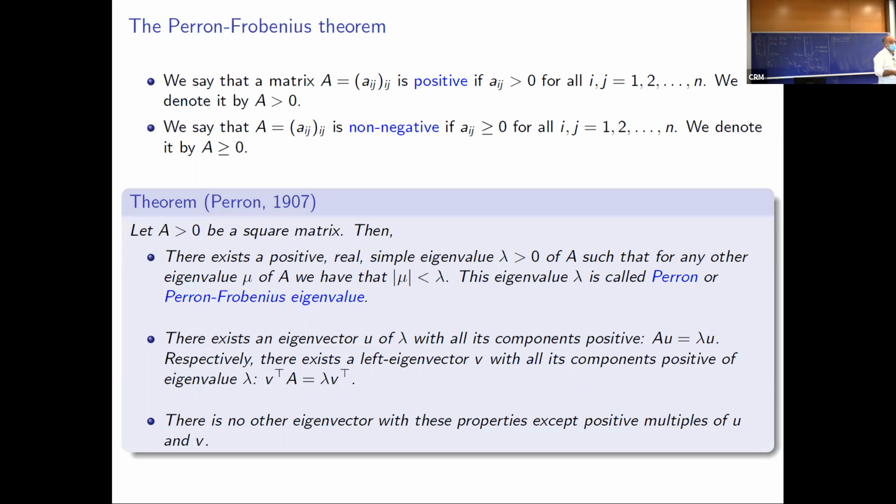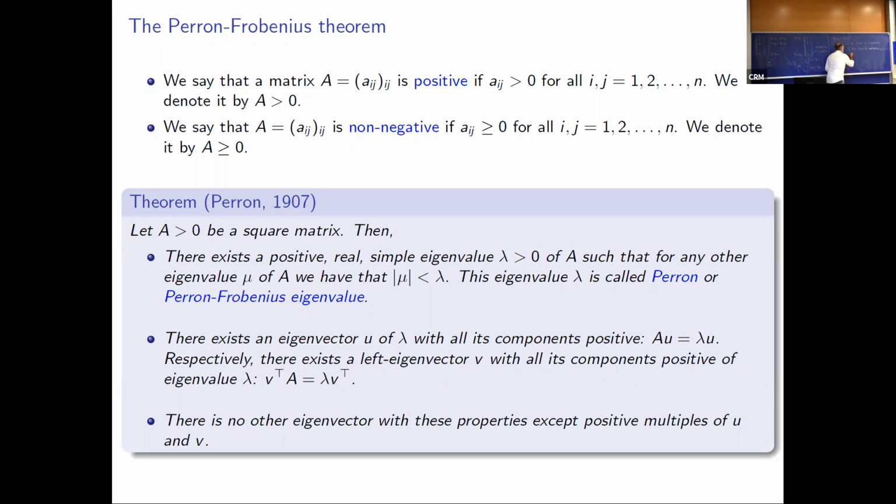What can I say? So first thing, there is an eigenvalue, which is real, which is positive, and which is the maximum one. I will denote it in this way: this means all the entries of this matrix are positive. Then there exists a unique lambda, real and positive, eigenvalue of this system. Second thing, for any other eigenvalue of this matrix, the modulus is strictly smaller than lambda. So it's the dominant one. It's the spectral radius. The spectral radius of this matrix is lambda.